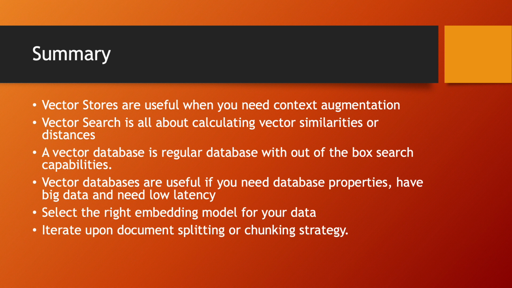So here is our overall summary. Vector stores are useful when you need context augmentation. Vector search is all about calculating vector similarities or distances. A vector database is a regular database with out-of-the-box search capabilities. Vector databases are useful if you need database properties, have big data, or need low latency. Select the right embedding model for your data. Iterate upon your document splitting or chunking strategy.